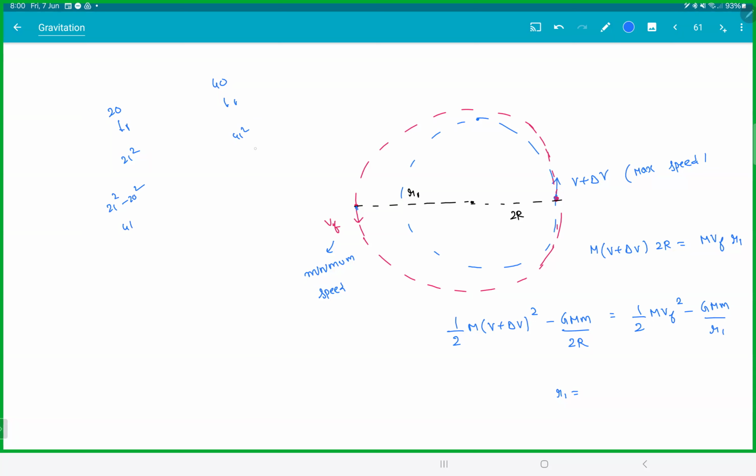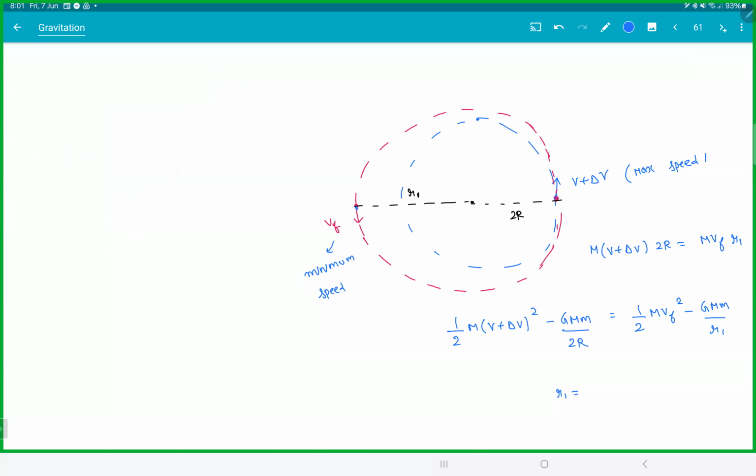And what is this gain? 41 square minus 40 square, how much is that? 81. 41 minus 1, 41 plus 1, no? Yes, 81. a square minus b square. That is right only, no? 41. So there you can see you gained more energy, isn't it?